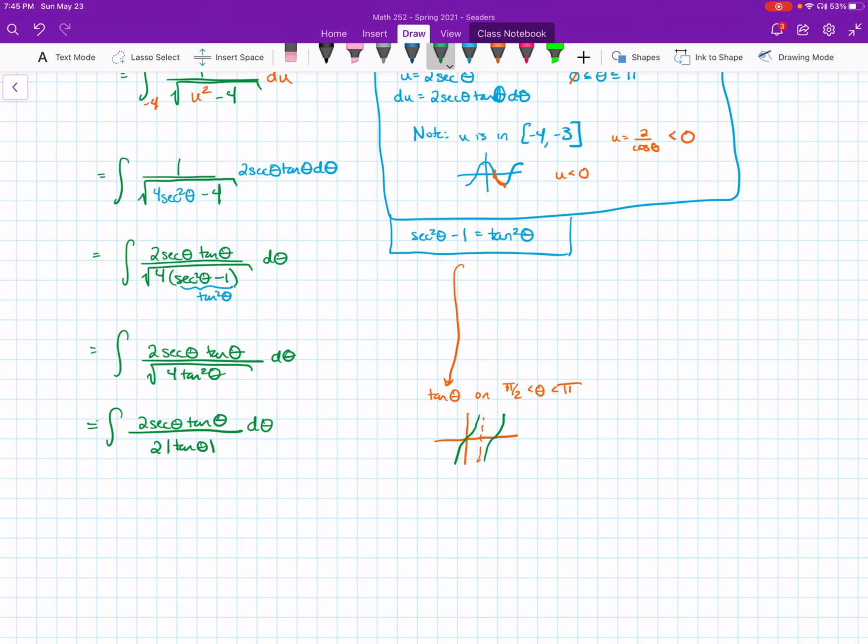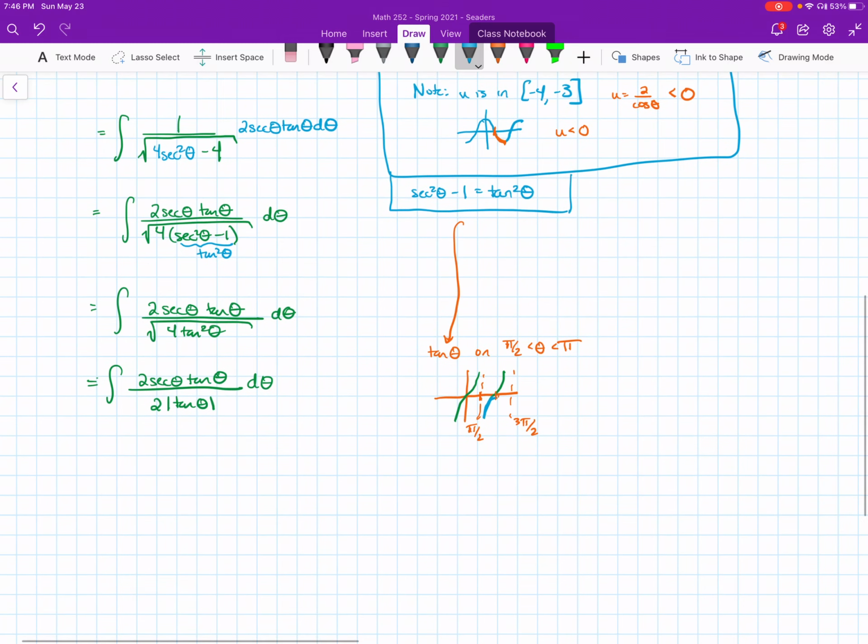And if you remember, the vertical asymptotes are where cosine is 0, so those happen at pi over 2, 3 pi over 2. So from pi over 2 to pi, if I look here, indeed, tangent is negative. So to make sure that I get something positive in my integral, I'm going to introduce this negative sign to get rid of those absolute values.